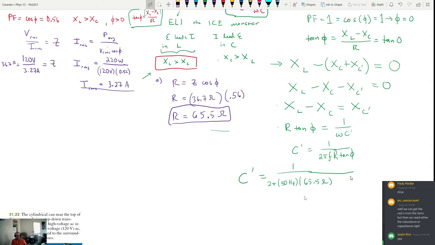Now for the tan of phi, I'm just going to write this as the tangent of the arc cosine of 0.56, because that's what our power factor was, right? And then I'll just say over here on the left that if cos phi is 0.56, right, that means that phi is equal to the arc cosine of 0.56. And there we go.